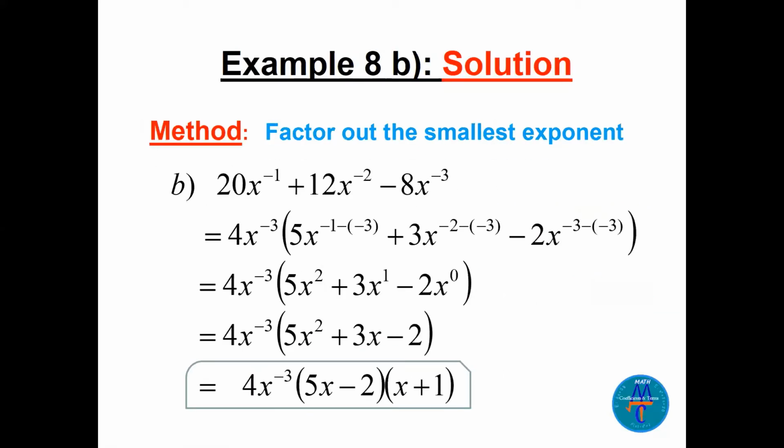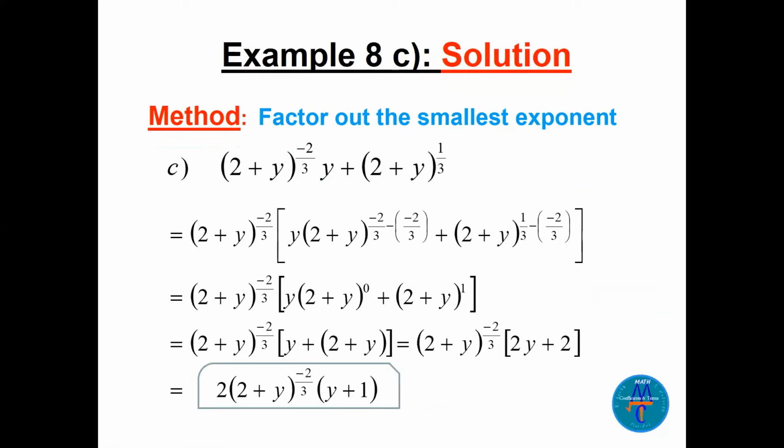Let's see the third part. Now, 2 plus y, see the smallest power is the negative, minus 2 over 3. So I take it out. 2 plus y to the power minus 2 over 3, the smallest, from both. Now I leave this y, you see this y here, I leave it. And 2 plus y, I leave the power 1 over 3 minus the power outside.